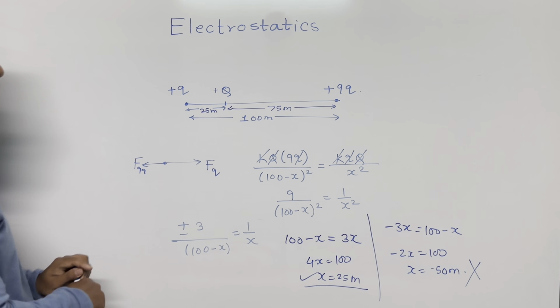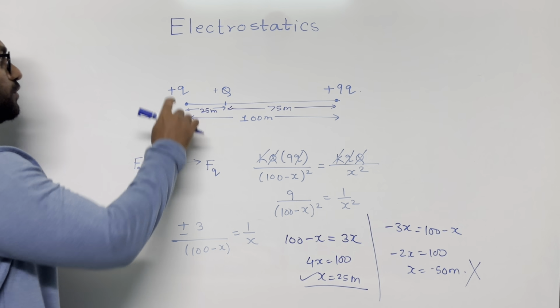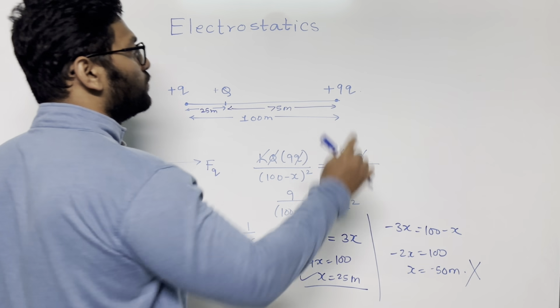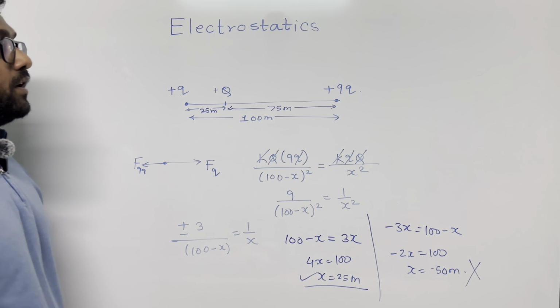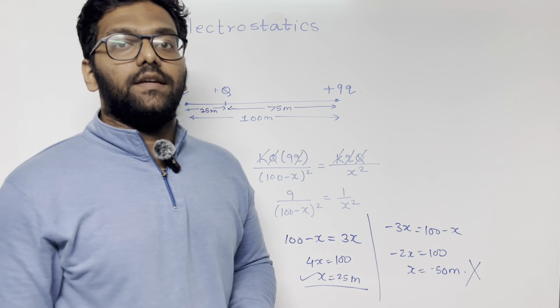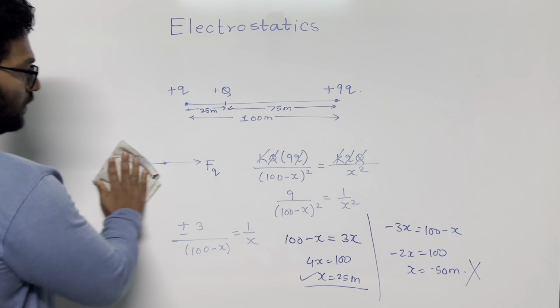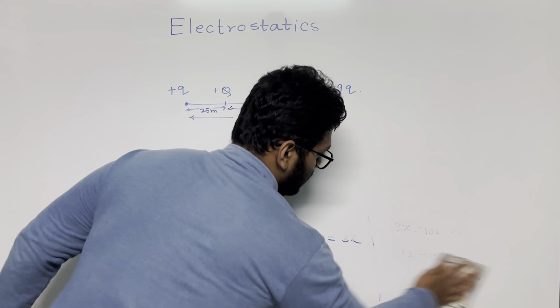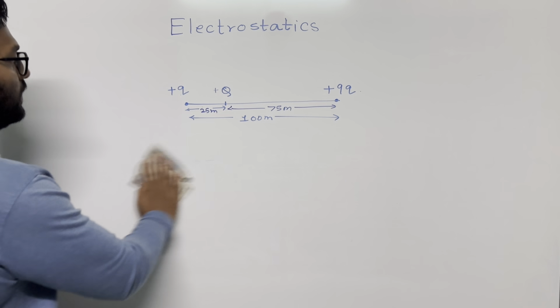Now we have to find the value of capital Q such that the net force on plus q is 0 and the net force on 9q is also 0. And we know that already the net force on this is also 0. So since the net force on all charges is 0, the whole system will be in equilibrium. So let's do that.